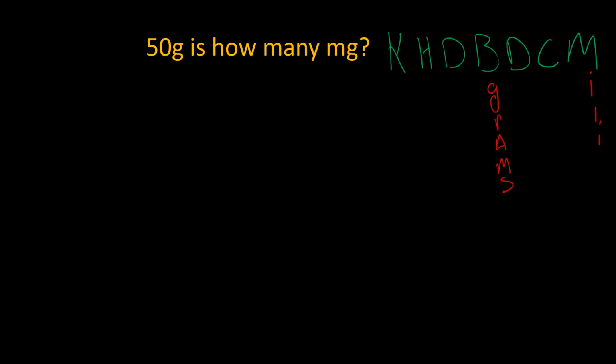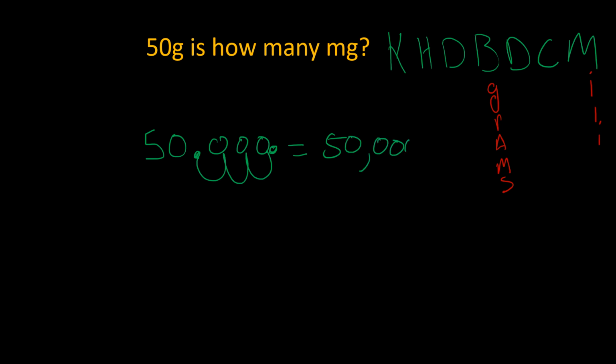This is going to be milli. So if you notice, we have to go over 3 spaces to the right. So 1, 2, 3. That's the difference between the grams and the milli. So let's just do that with 50. If you take 50, and we move this decimal over 3 spaces to the right, 1, 2, 3, we end up with 50,000 milligrams.